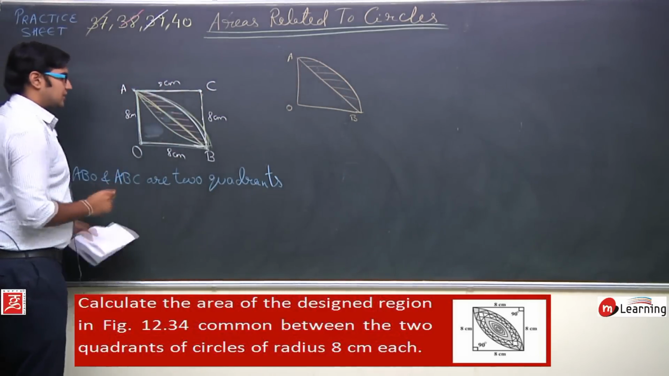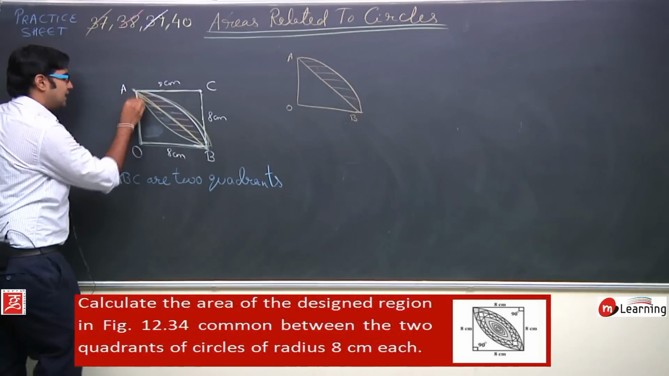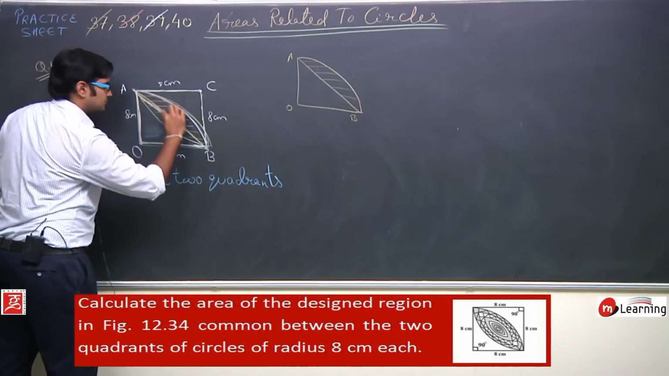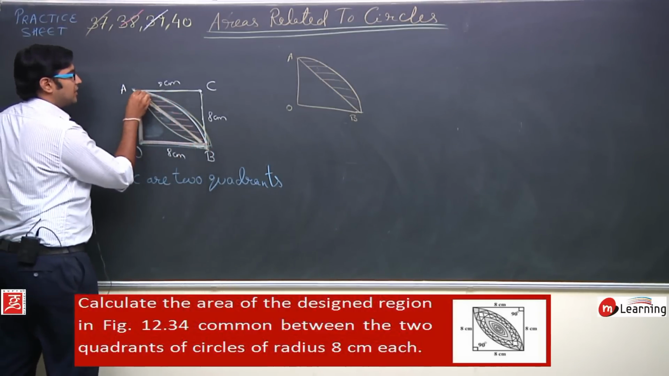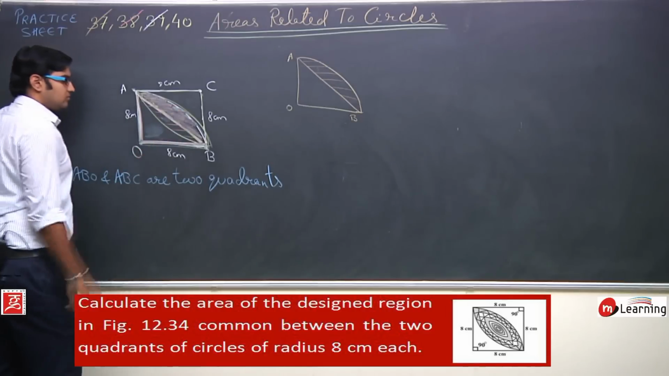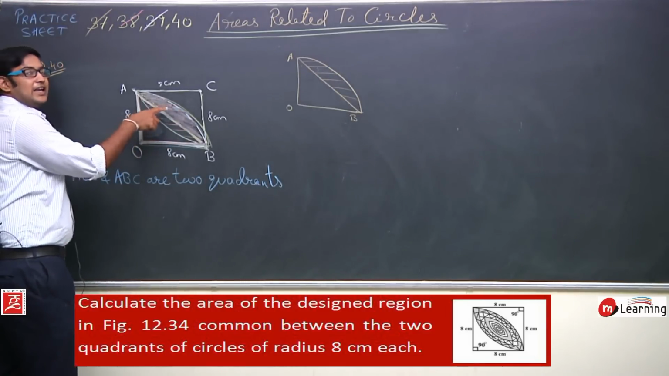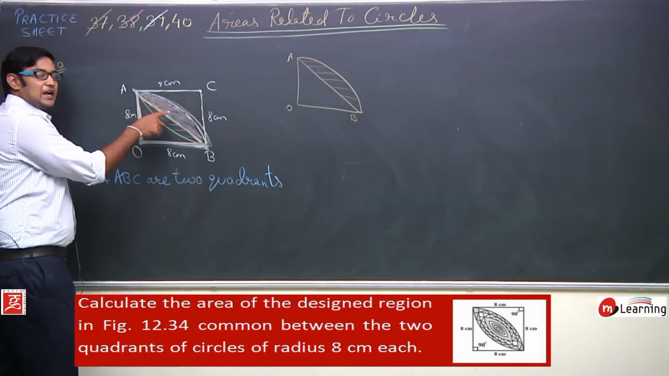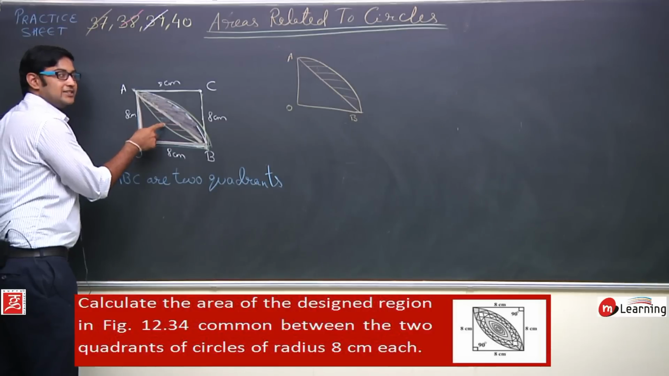This particular region, I am talking about this triangle AOB and this particular segment. Now can I calculate the area of this segment? And I can say that this segment and this part. Now what is this part?